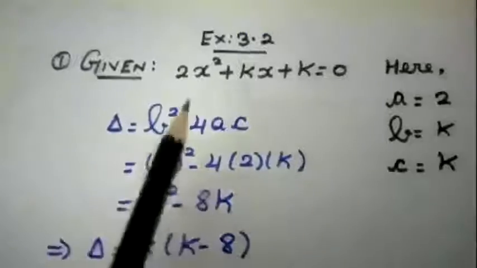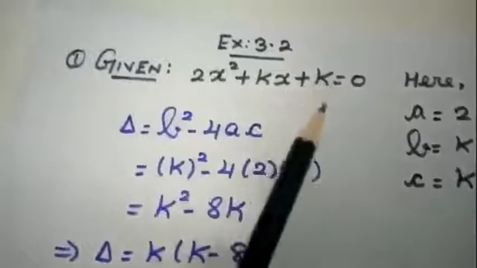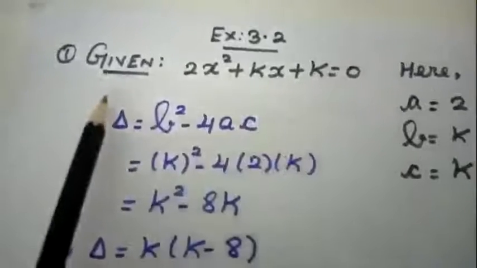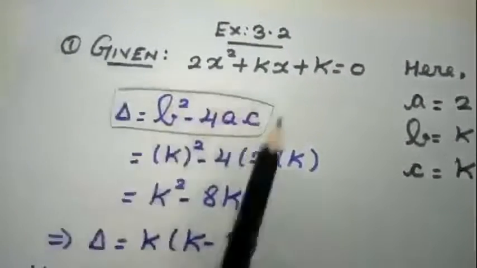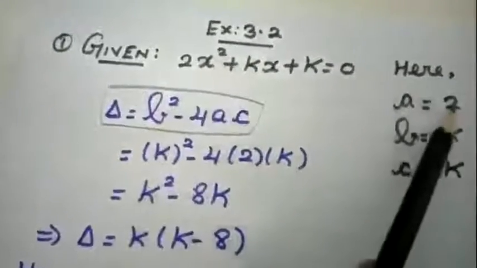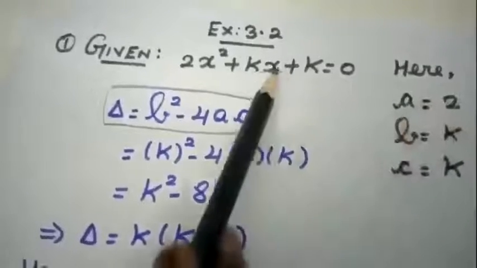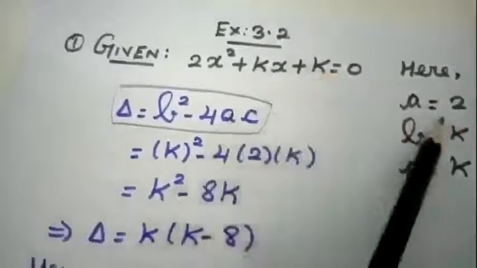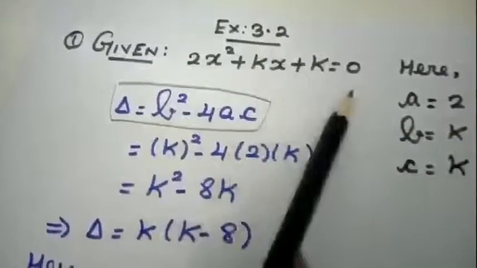Exercise 3.2, first sum. They have given you this equation and we are going to find the nature of the roots. The formula for the nature of the roots is delta equal to b square minus 4ac. A, b, c: the coefficient of x square is a, the coefficient of x is b, and c is the constant. a equal to 2, b equal to k and c equal to k. I am taking these from the equation.